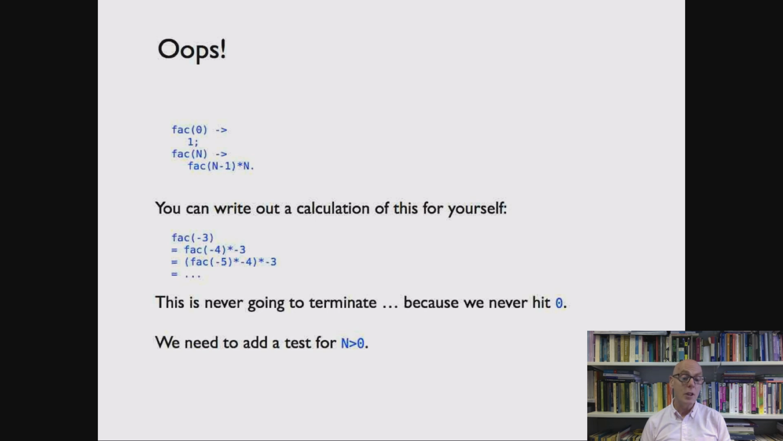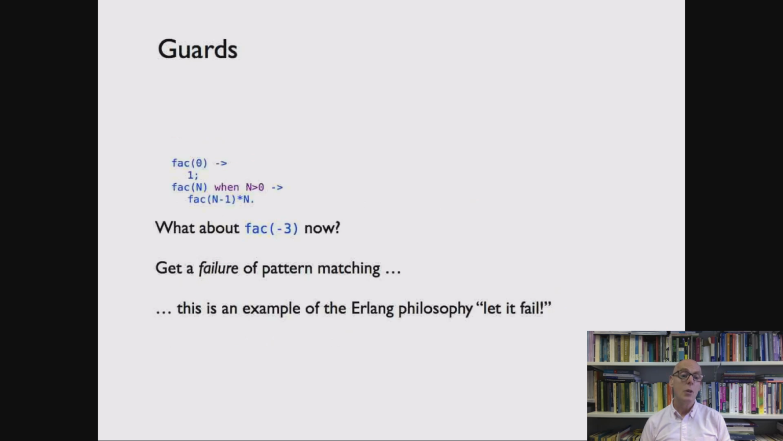So if we want to make sure this always terminates, factorial we really only want for natural numbers, for numbers bigger than 0, we better add a test. And the way we do that in Erlang is to use a when keyword followed by a test. So what we add here is, for the factorial of n case, we add when n greater than 0.